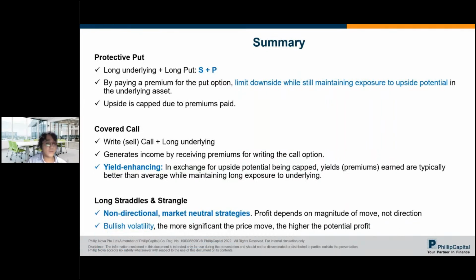These are non-directional, market neutral strategies. So this could be a little bit more advanced. You're not betting on any direction. You're just simply betting on the magnitude or the size of the price move.